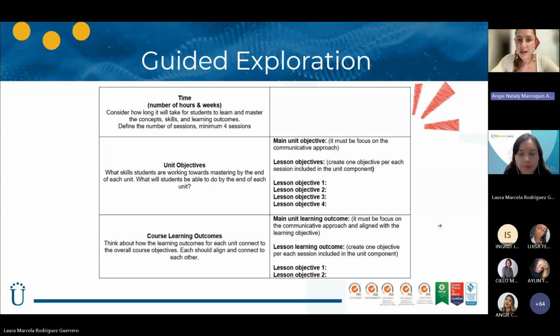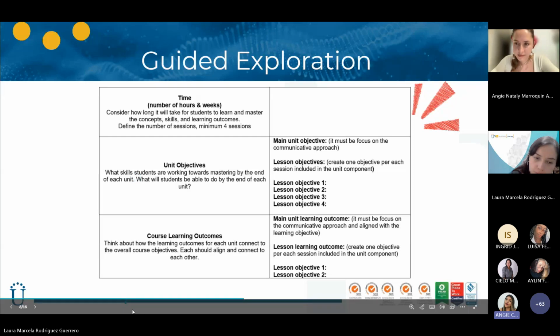So I can have one objective and that objective could take 4 lessons to reach it. Sí, o sea, yo puedo tener un objetivo y ese objetivo puede tardar 4 lesson plans para que yo pueda alcanzar el objetivo. Yes, Angie?